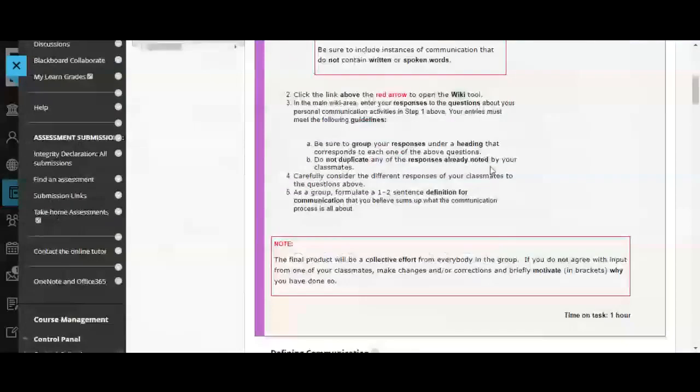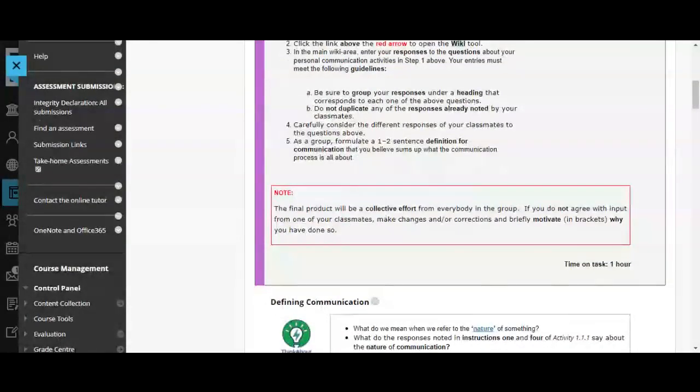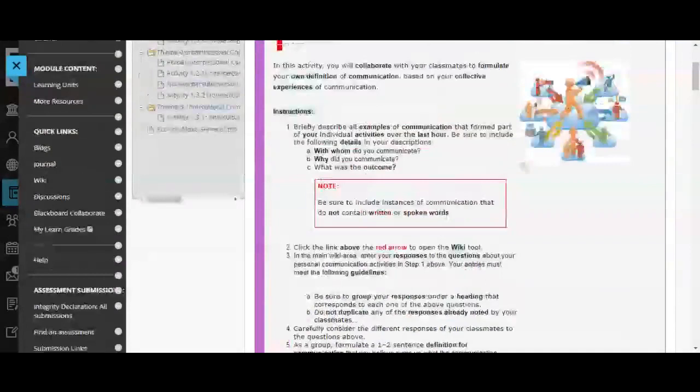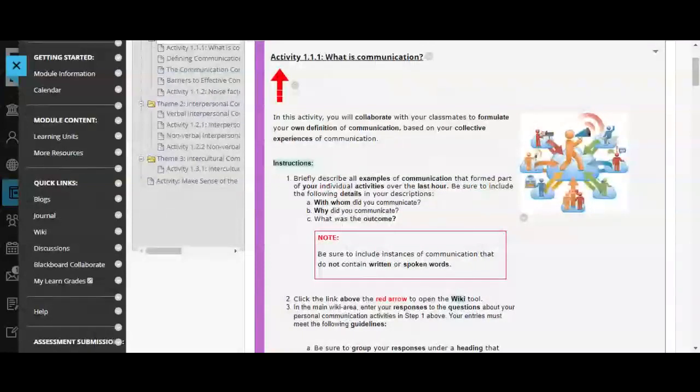Be sure to group your responses under headings. Do not duplicate any of the responses already noted. Carefully consider the different responses of your classmates to the questions above. As a group, formulate a 1 to 2 sentence definition. So this is a great way for you to work through your own understanding of communication.